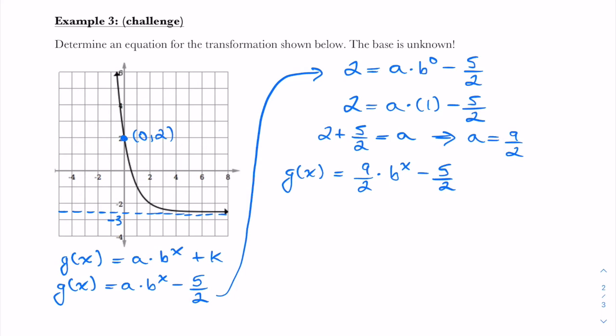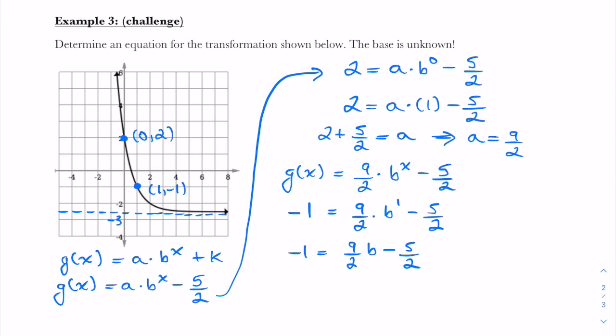Once again, you can pick any nice point you'd like for the base. I'm going to choose this one. This point appears to be (1, -1), and I'd say that's a fairly nice point to work with. So let's plug that in. We replace g of x with negative 1, that's the y value or the output. Substitute 1 for the input value or x. And now we have one equation to solve in terms of b. So we've got negative 1 equals 9 over 2 times b, because anything to the exponent 1 is itself.